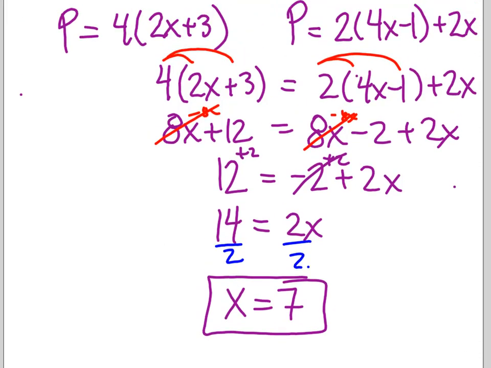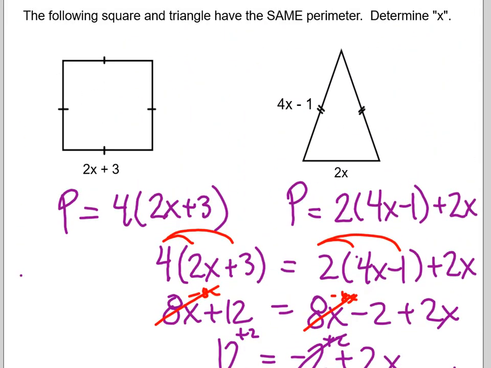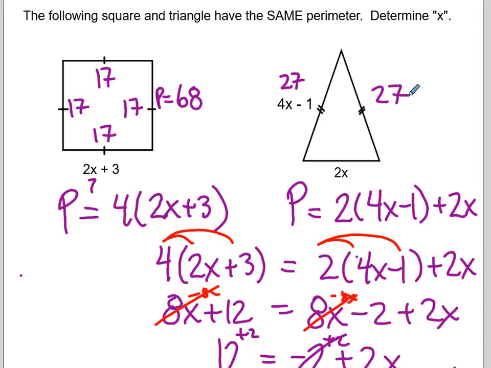So if we pop back up to the top and we put a 7 in here, this would become 14 plus 7 is 21. So you would have 4 groups of 17, which would be a total of 68. We have a perimeter of 68. Okay, and if we put a 7 up here, this would be 28, this would be 27 on this side, 27 on this side, and 14 on this side. That's, again, a total of 68.